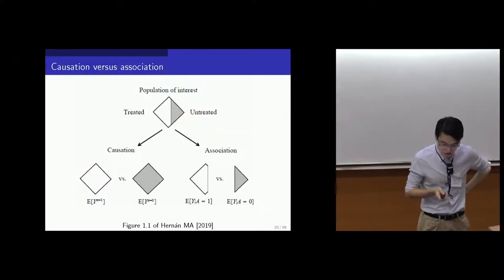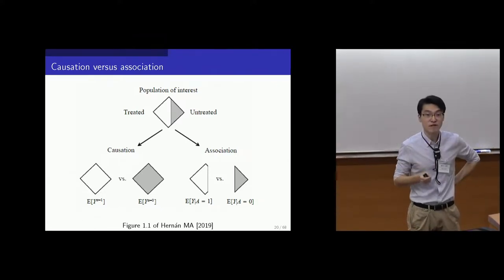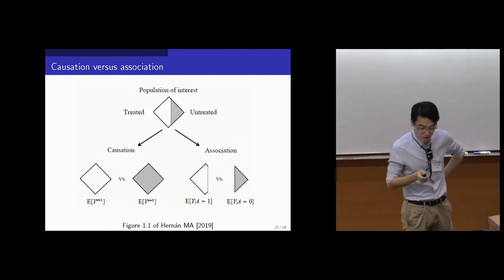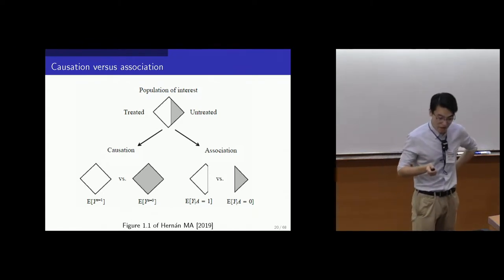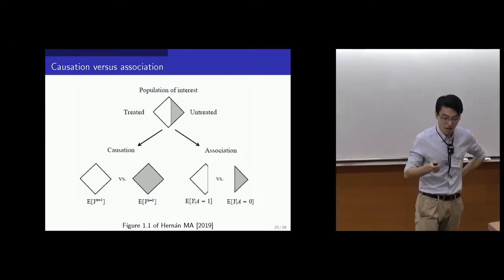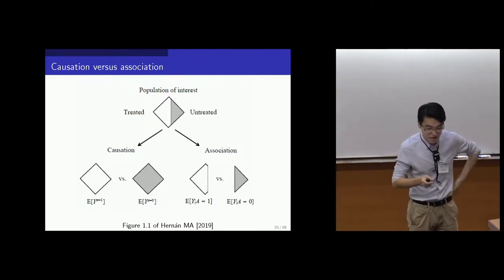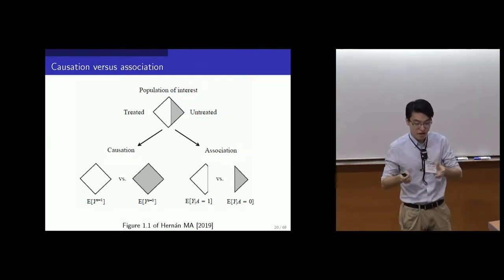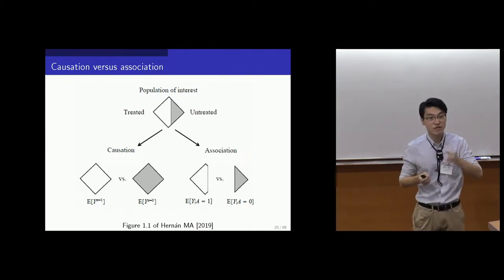Whereas if we compute the association measure, notice that we are looking at subsets of the population, right? For example, here we only look at the outcome for people with treatment, and we only look at the outcome for people without treatment. So fundamentally, these are two different measures. The causation measure is at a population level, but for association, we look at the subsets of individuals defined by their treatment status.